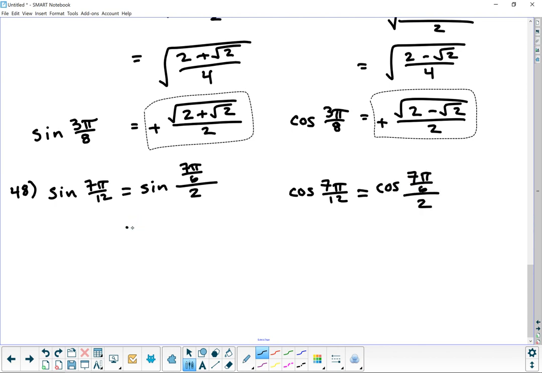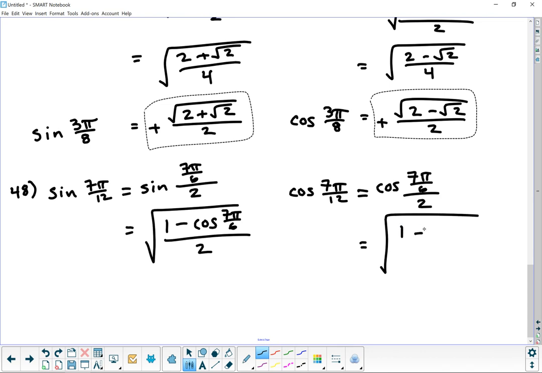So what I'm really looking for is the square root of 1 minus the cosine of 7 pi over 6 over 2. And this one is the square root of 1 plus the cosine of 7 pi over 6 over 2. Again, on the unit circle, you just got to go around till you find 7 pi divided by 6, right? And that's the only real trigonometry you're doing. The other part, it's just algebra.